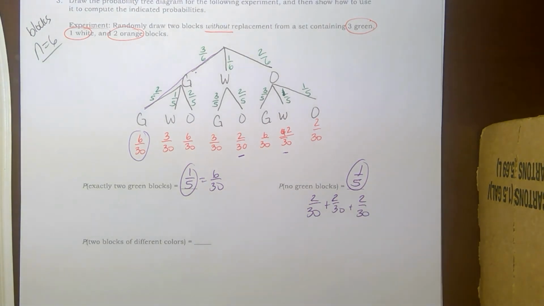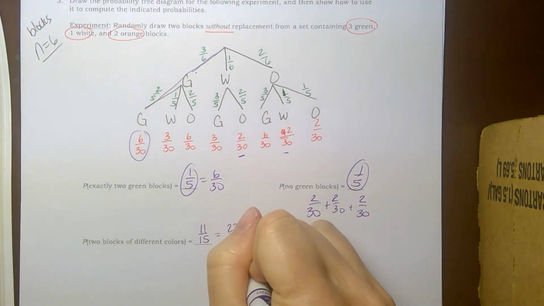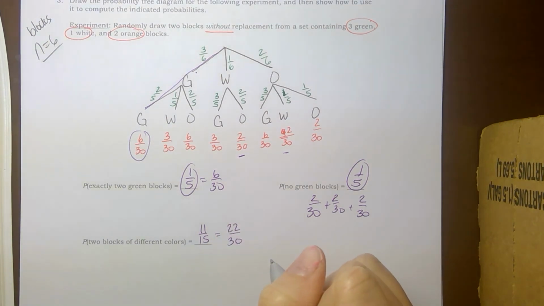And then the final question I'm asked, what's the probability of drawing 2 blocks of different colors? So not green-green, not orange-orange. I can't do white-white. So I just need to figure out the probability of drawing 2 blocks of different colors. You guys figure that out and see what you get, and then start back the video. You should have gotten 11/15, which would be the same thing as 22/30.